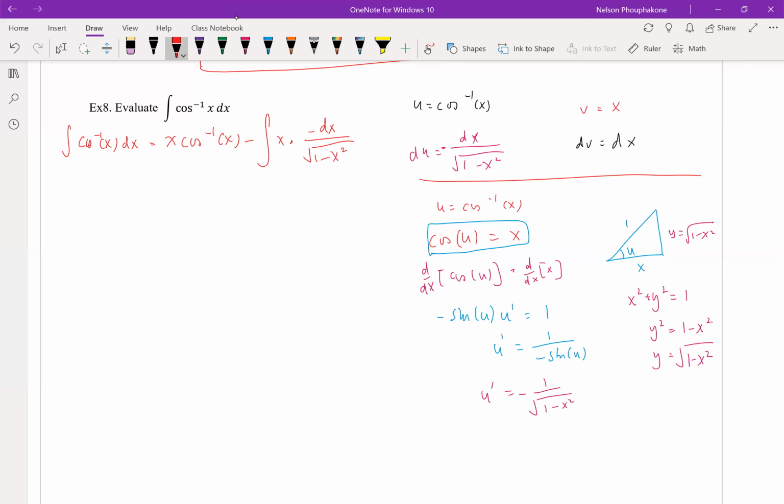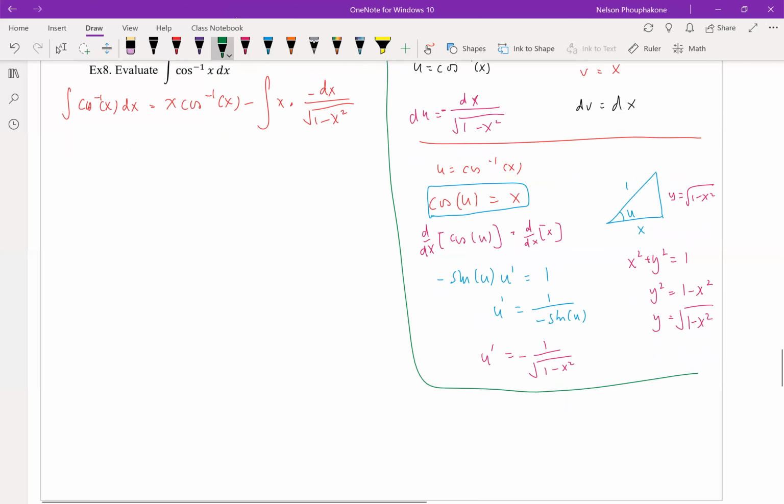Okay, so after we have this, then what do we do? We have to use a substitution again to work with this one right here. What we could do here is let u... we already used it. Then how about u sub 1? How about w is equal to 1 minus x squared. Then I will have dw is negative 2x dx.